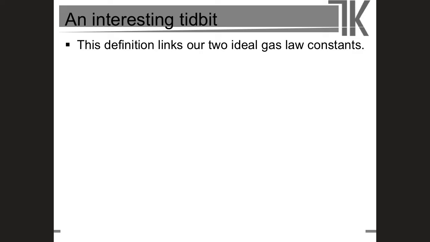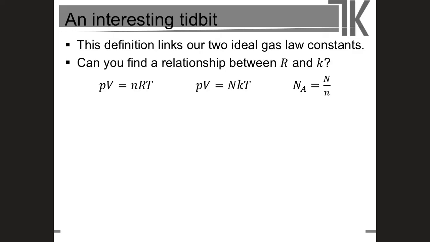Now, this definition of Avogadro's number links our two ideal gas law constants. And I'd like you to see if you could find the relationship between the molar gas constant R and the Boltzmann constant k. So those are the three equations, our two ideal gas laws, and the definition of Avogadro's number, the way that the two are related. So pause the video now and give that a try.